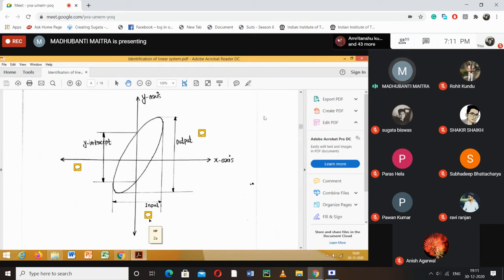And the relative phase shift between the output and the input, it can be proved, is given by sine inverse phi, which will be equal to sine inverse of 2C by 2B.